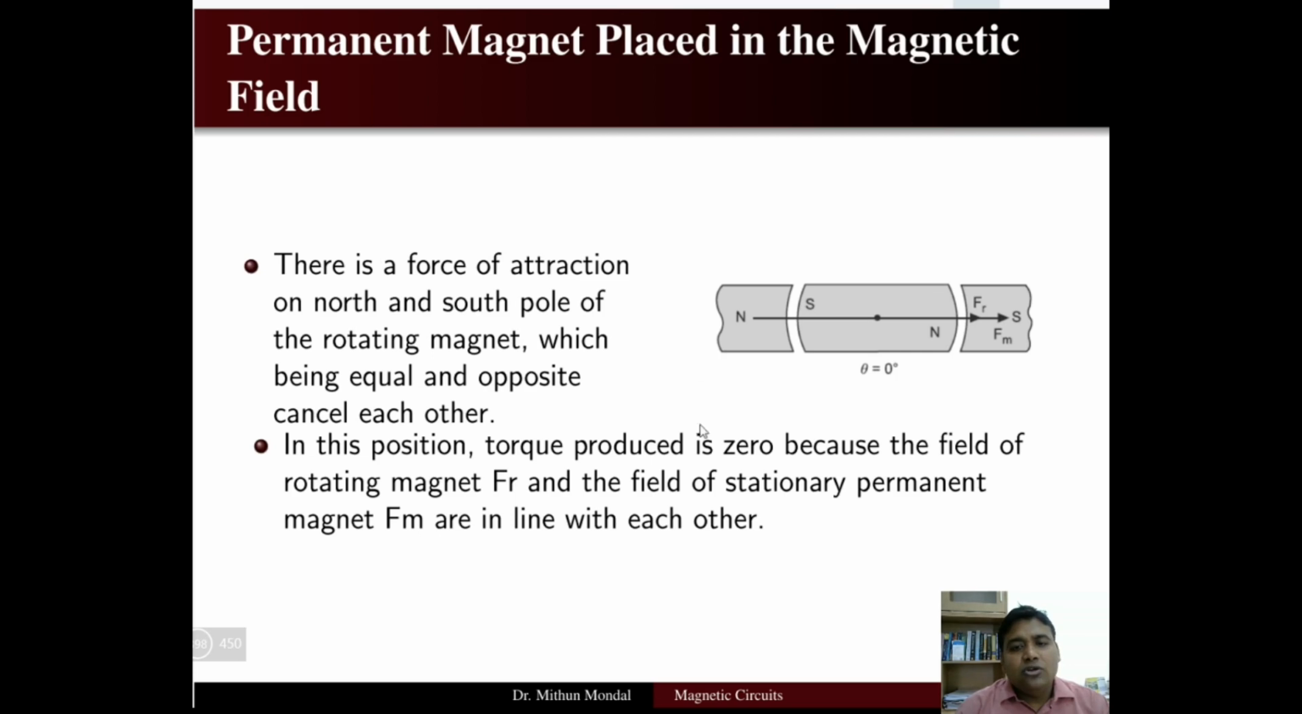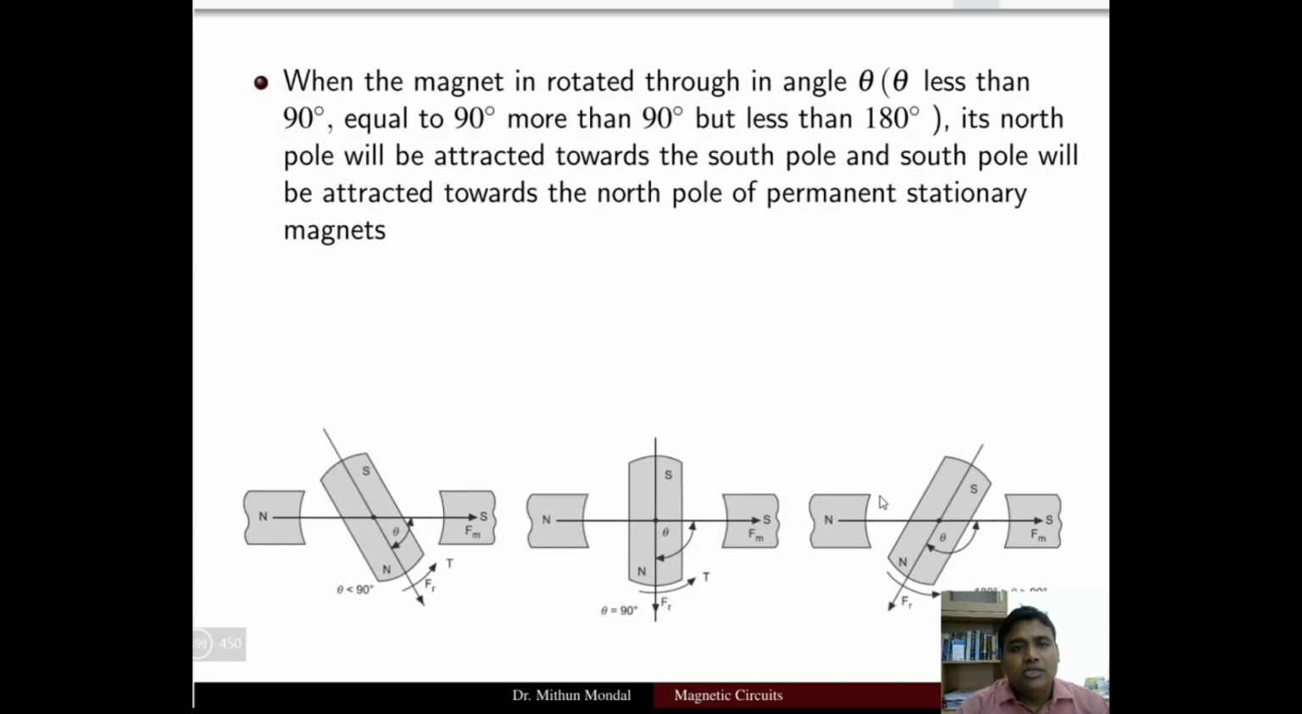So in this case the torque produced is zero, because the field of the rotating magnet Fr and the field of the stationary permanent magnet Fm are in line with each other. So Fr and Fm are equal, and torque produced is zero. Now we will take the different cases. So let us take the first case where theta is less than 90, equal to 90, more than 90, and less than 180 degrees. So three cases we will see: theta less than 90 degree, theta equal to 90 degree, and theta more than 90 but less than 180 degree. We will see what is happening.